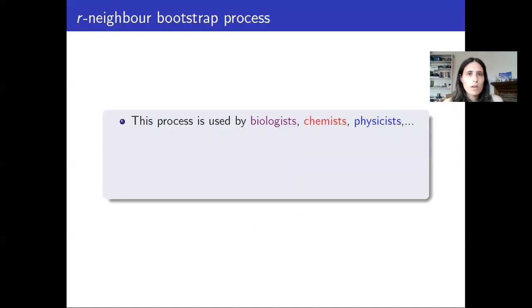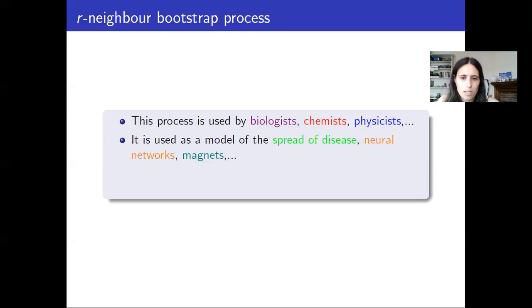So this r-neighbor bootstrap process was originally introduced in the 1970s by some physicists who wanted to study magnetism in iron. But since then, it's been used by people in all sorts of disciplines to model all sorts of very interesting real-world processes. For example, it's been used as a model of the spread of disease. It's been used to model neural networks in the brain. It's been used by sociologists to model the spread of influence in a social network, to model the spread of fake news through Facebook, and all sorts of things.